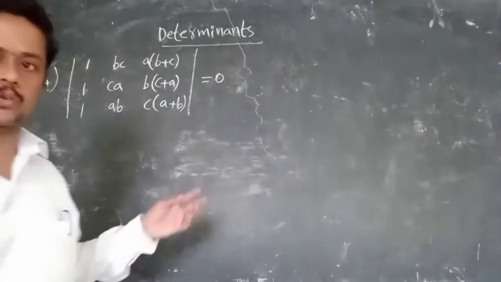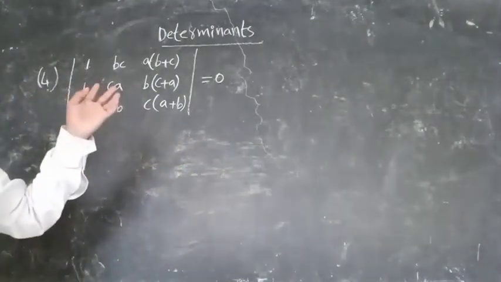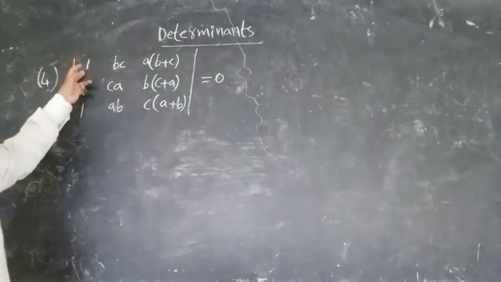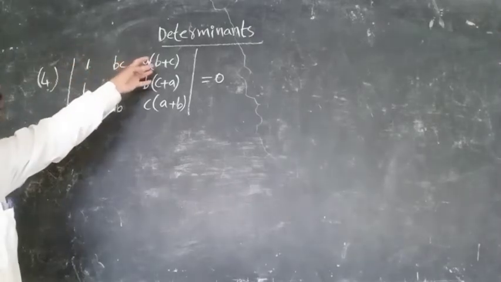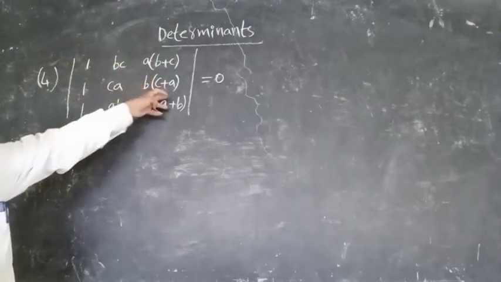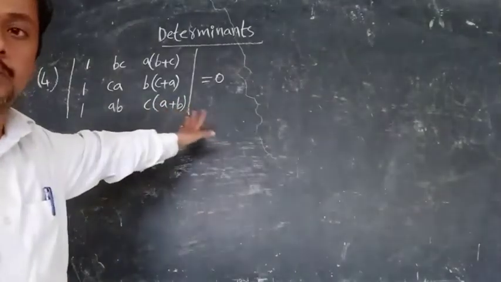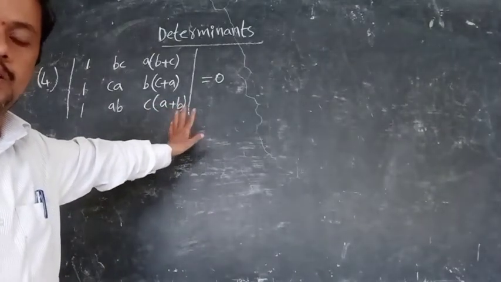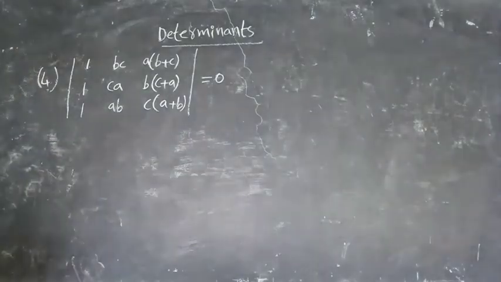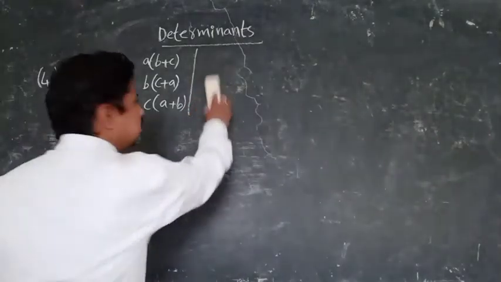See next question number 4. See how it will be. Determinant of 1 BC A into B plus C, 1 CA B into C plus A, 1 AB C into A plus B is equal to 0. Determinant value is 0. Prove that this value is equal to 0. Let us consider the LHS and we have to prove that value is 0.